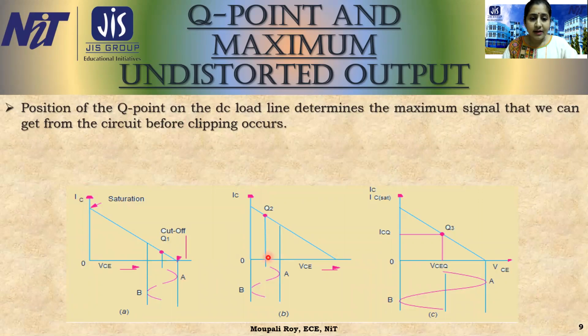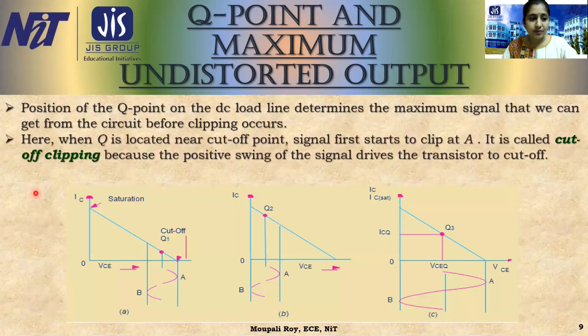So see, this is our characteristic graph. We are getting various types of graphs from this one. See here, when Q is located here, this Q1, this Q2, and this Q3: when the Q is located nearer to the cutoff point, the signal first starts to clip at point A. That means this point. It is called cutoff clipping, because the positive swing of the signal drives the transistor to cutoff. So this is one condition.